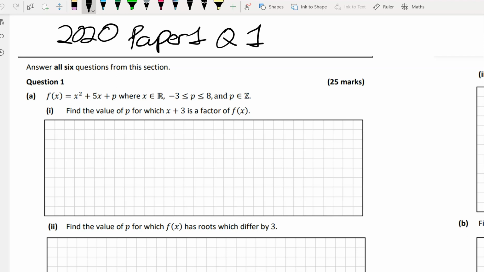2020, paper 1, question 1. f of x is equal to x squared plus 5x plus p, where p is between minus 3 and 8 and p is an integer. Find the value of p for which x plus 3 is a factor.